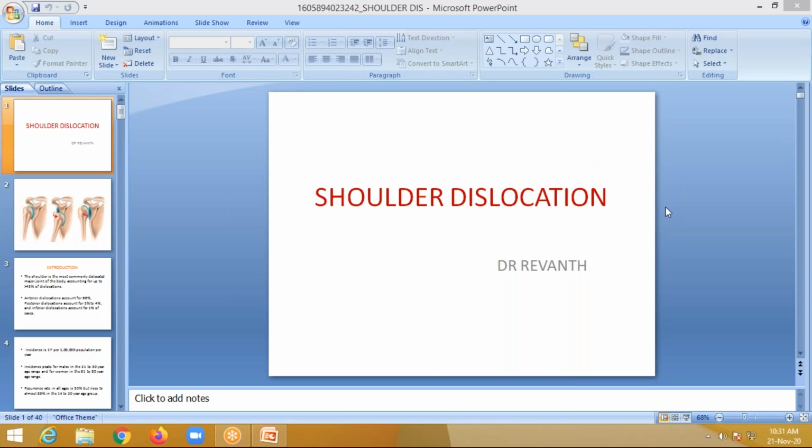So today I am going to talk about shoulder dislocation. Here we can understand two terms: one is subluxation and another one is dislocation. In dislocation, there is a complete loss of connection between the two articular surfaces of a joint. If it is partial, then we can call it a subluxation.